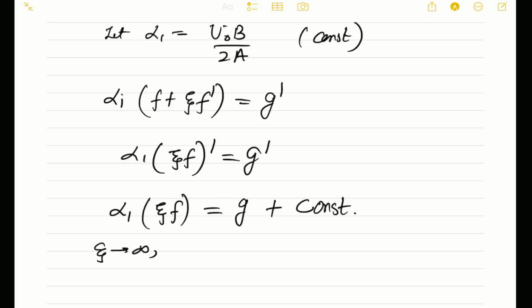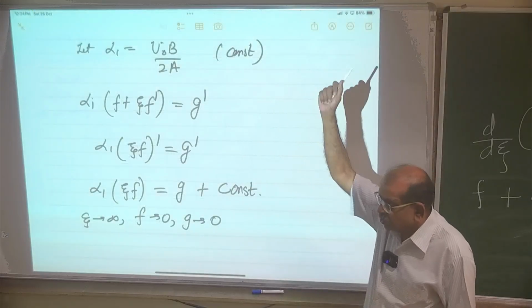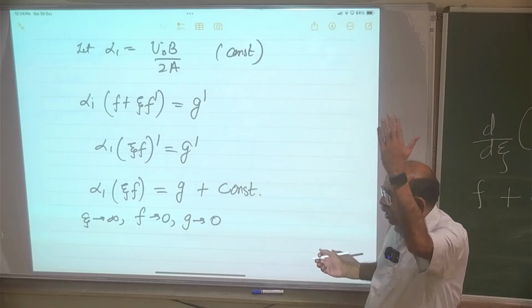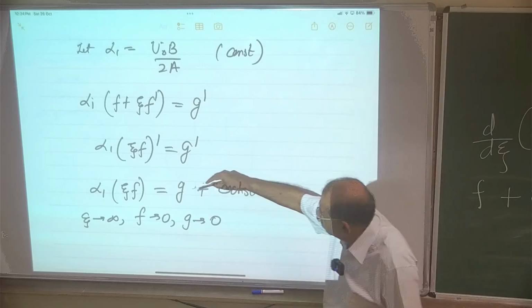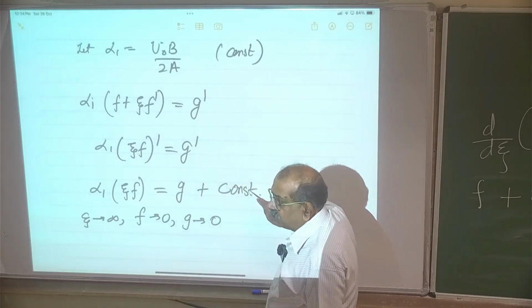Okay, that's fine. Now, what we know is as zeta tends to infinity, f goes to 0 and g goes to 0. F is the mean velocity defect that goes to 0. G is the Reynolds stress. We know outside the turbulent wake the Reynolds stresses are 0. So that means for large zeta, this is 0 and this is 0. That means the constant will be 0.